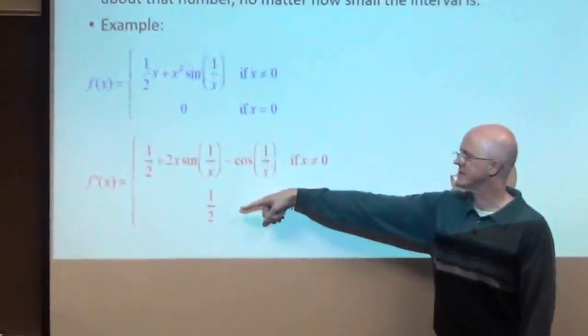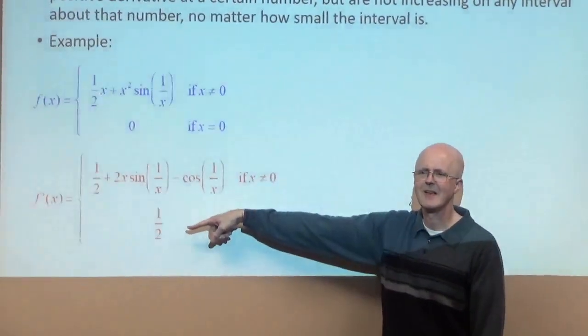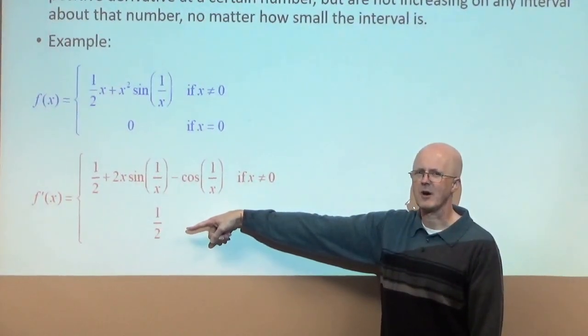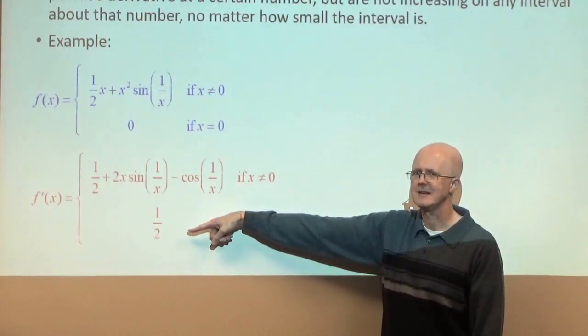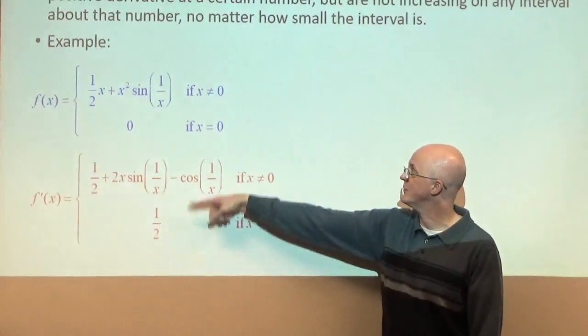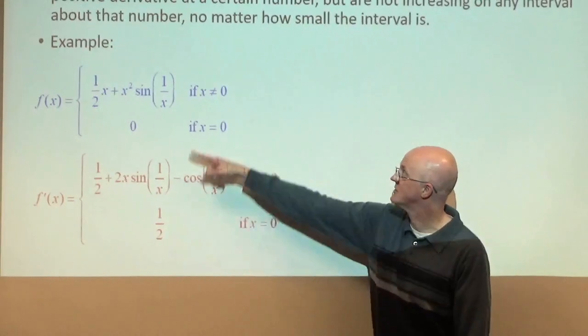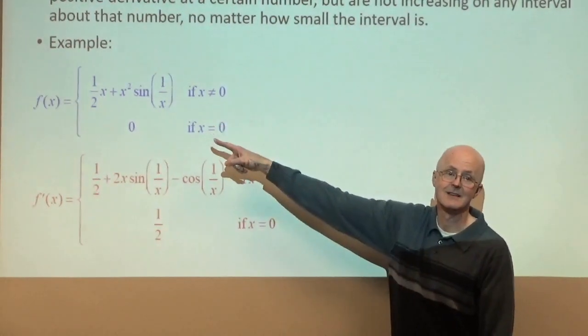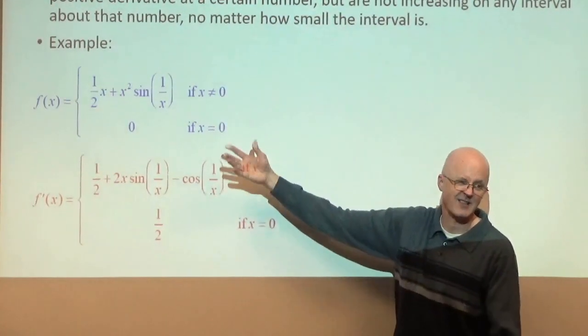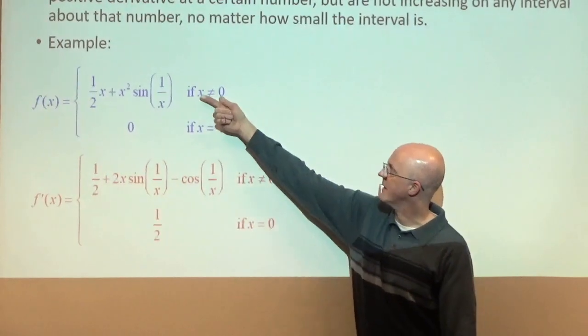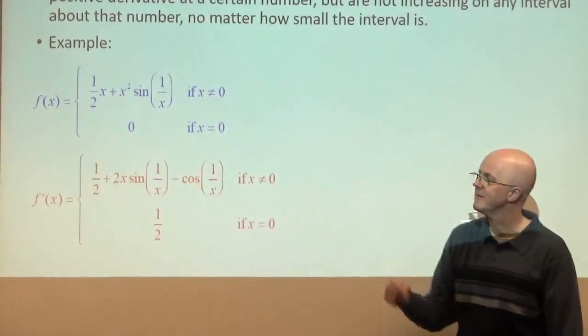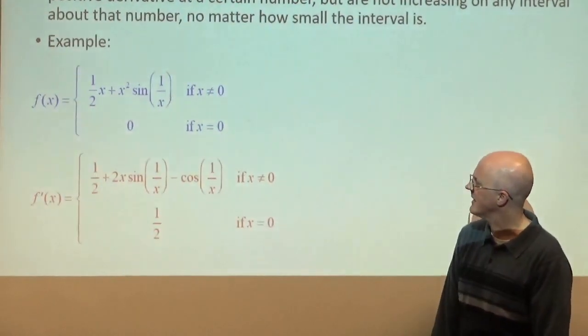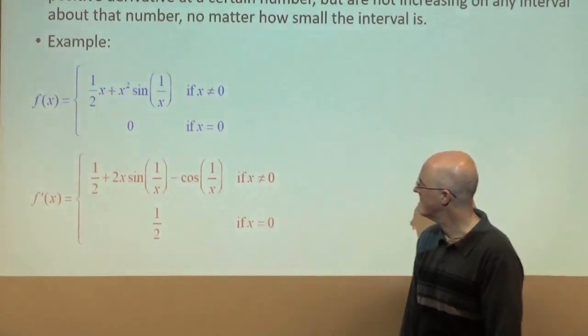I claim the derivative at 0 is 1/2. I think I won't verify that today, but maybe sometime next week. You might want to think about verifying it yourself. You can't figure out that that's 1/2 just by differentiating that. It's not legal, so to speak, because this is undefined right there at 0. I'll let you think about it. But here's what the graphs look like.